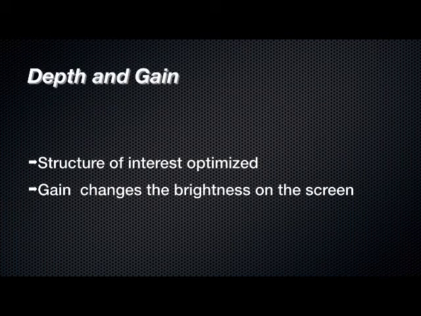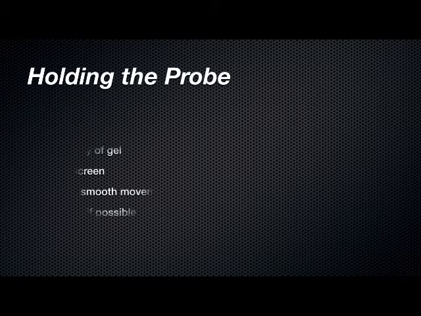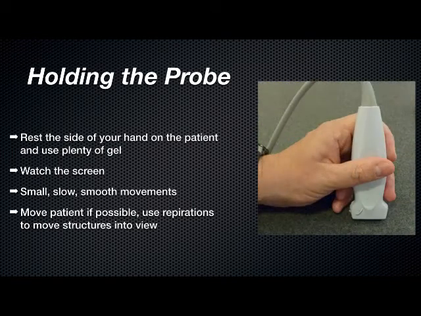Some things that you will need to do when you're actually using the ultrasound is modify what are called the depth and the gain. You want the structure of interest to take up basically 2/3 to 3/4 of your screen, and you want the gain, or the volume of the ultrasound picture, to be optimized, so it's not too bright and not too dark. When it comes to holding the probe, you want to hold it like this. Some people say hold it like a pencil, but everyone holds their pencil a little bit differently. Basically hold a thumb on one side and 2 fingers on the other side, and then use the back of your hand to stabilize yourself.